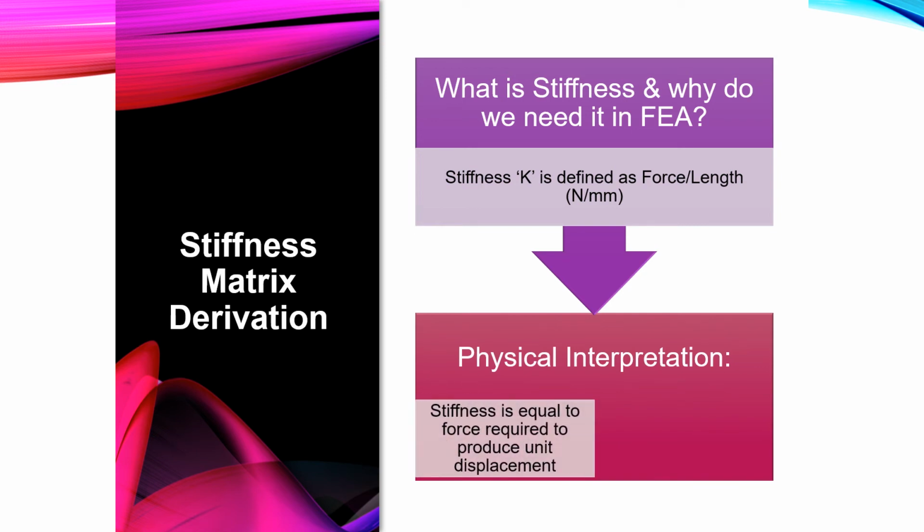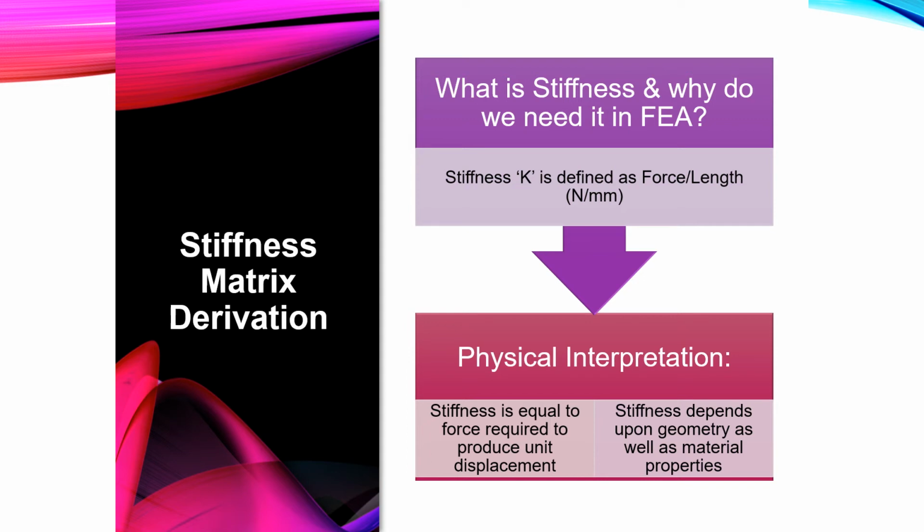Stiffness is equal to the force required to produce unit displacement, and stiffness depends upon geometry as well as the material property. In finite element analysis, displacement is equal to stiffness into the force. So what will happen here? Force is generally known, and stiffness is a property of the material and geometry, so you can easily calculate the stiffness.